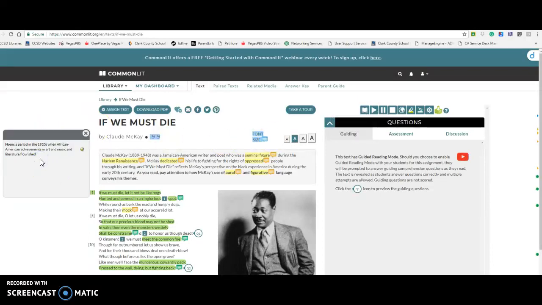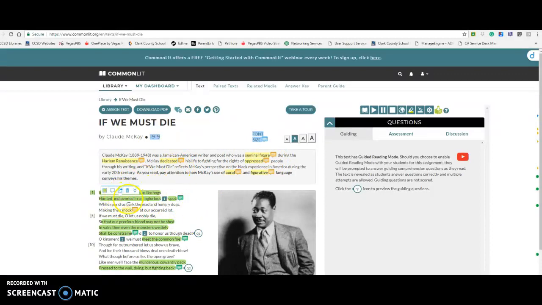So Harlem Renaissance is a period in the 1920s when African Americans achieved in arts and music and literature flourish. So achievements in arts and music and literature, they flourished. And you can go ahead and put that in your own words or just copy and paste it and put it in the sticky notes. So you're going to do that for all words that may be confusing for you, unknown, unfamiliar words.